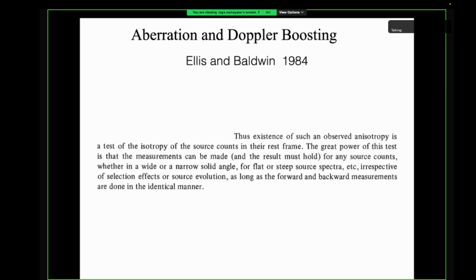It's really fantastic. So Ellis and Baldwin in their 1984 paper say: "Thus the existence of such an observed anisotropy is a test of the isotropy of the source count in the rest frame. The great power of this test is that the measurements can be made and the result must hold for any source counts, whether in a wide or a narrow solid angle, for flat or steep source spectra, etc., irrespective of selection effects or source evolution, as long as the forward and backward measurements are done in the identical manner."